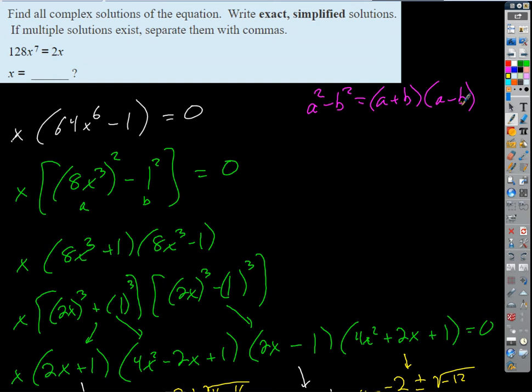Just remember, if given a choice, right? If you're taking some pattern that's going to be either some packets of powers of x squared or cubed, you always want to go with the easier pattern first, the difference of squares pattern.